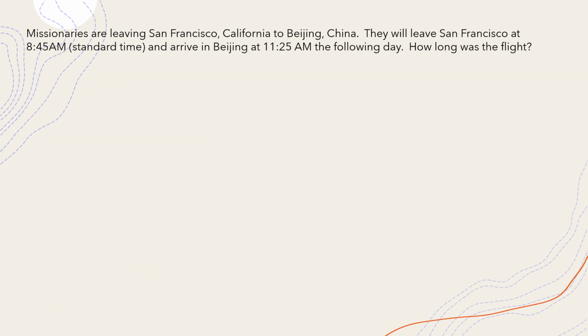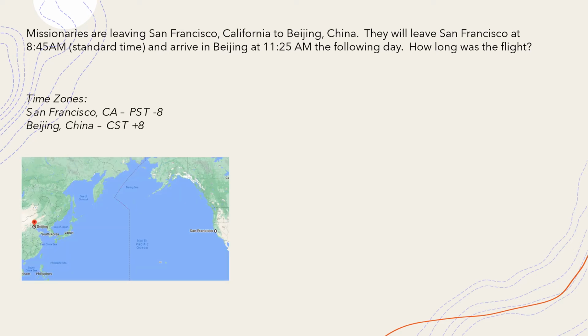Now in this problem, we have missionaries leaving San Francisco, California, and they're traveling to Beijing, China. They will leave San Francisco at 8:45 a.m. Standard Time and arrive in Beijing at 11:25 a.m. the following day. How long was the flight?